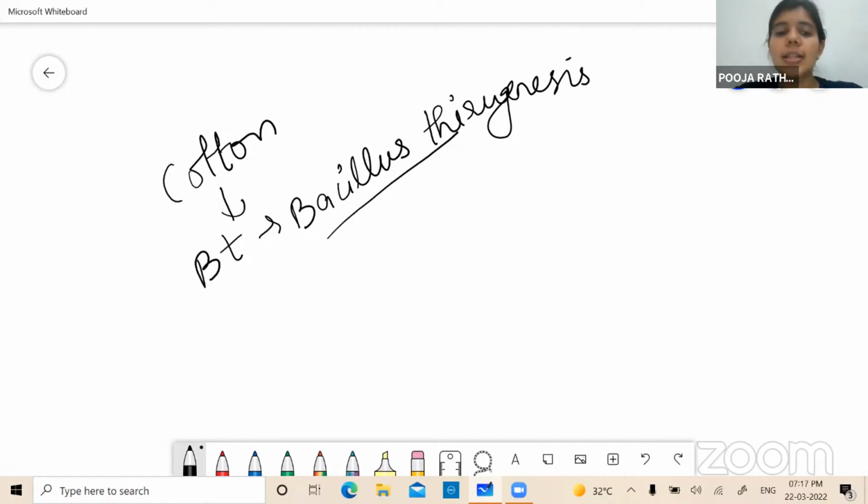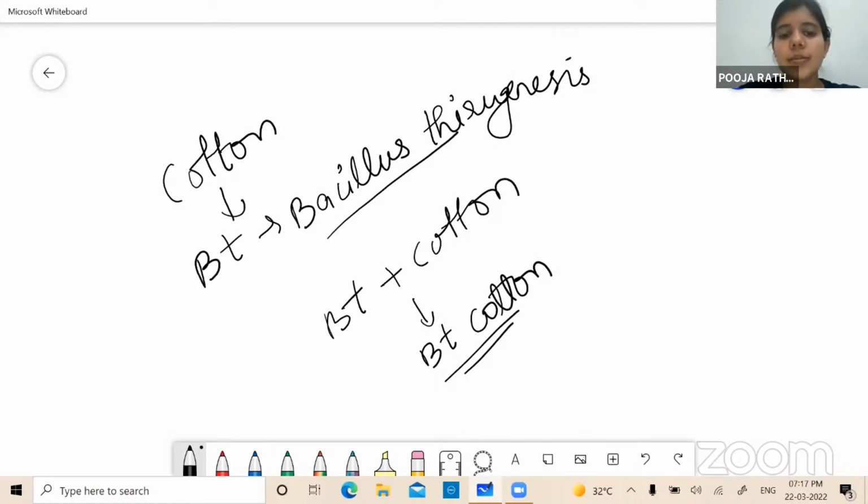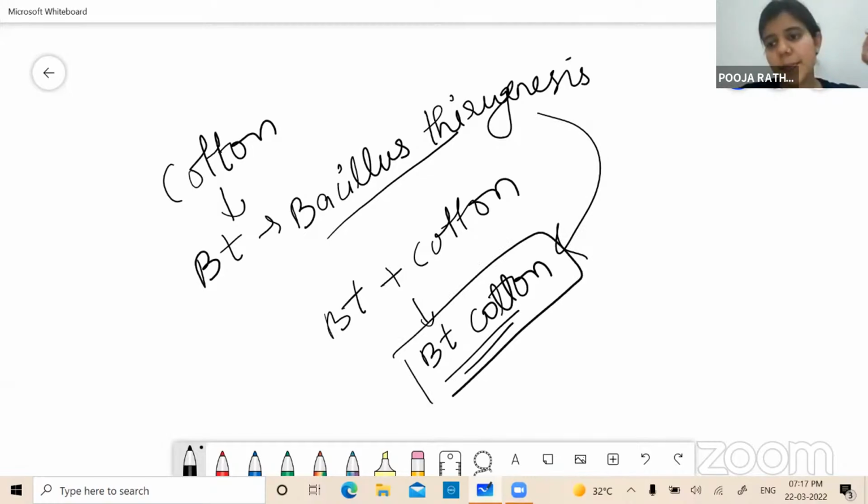They put the BT bacterium itself in the cotton plant, and now that cotton plant is called BT cotton. When the Bacillus thuringiensis comes again to this BT cotton, it can't infect it because it already exists there. Plants which we develop by modifying their genes, here introducing BT in the genes of the cotton plant, for heredity, are called genetically modified organisms or genetically modified plants.